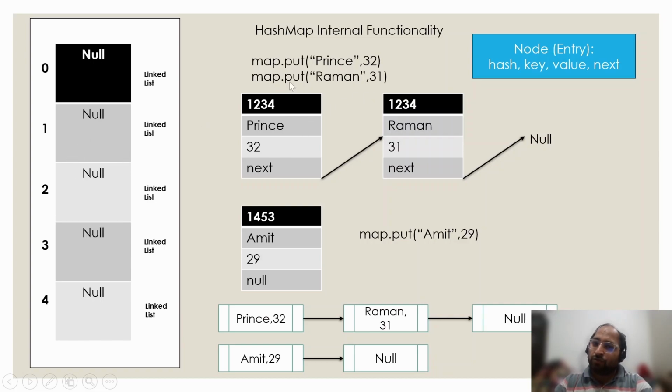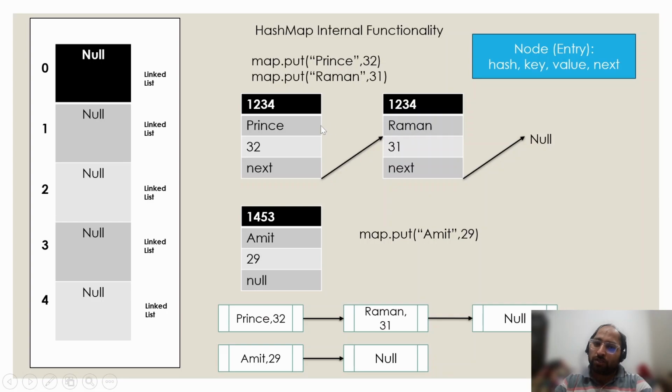It is the case of collision, because the hash code generated for both of the keys is the same, and as a result the same index is calculated. So this is the case of collision, right? So what happens and how do we handle it?